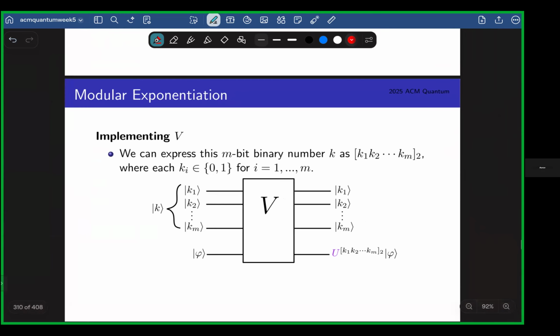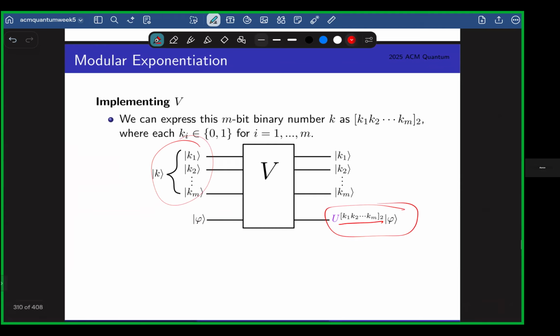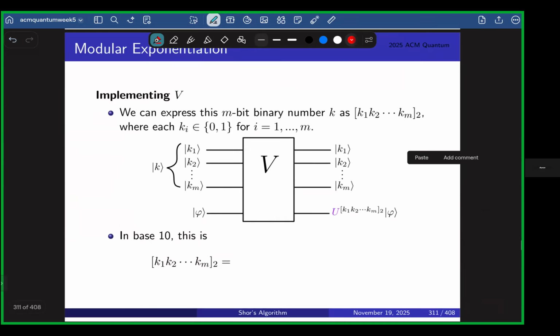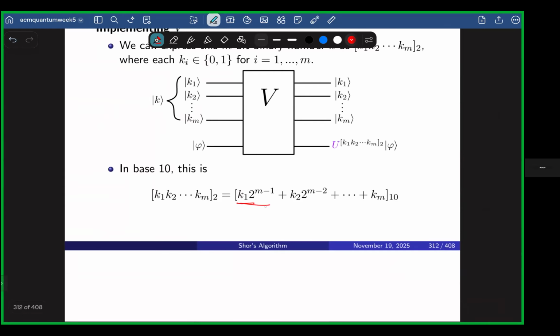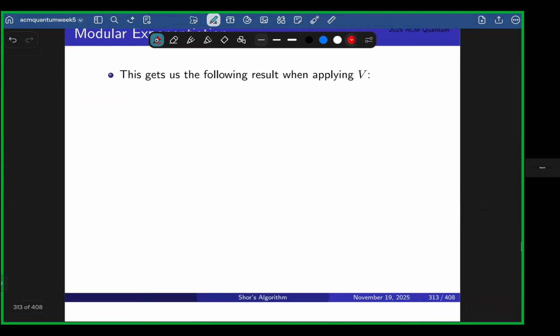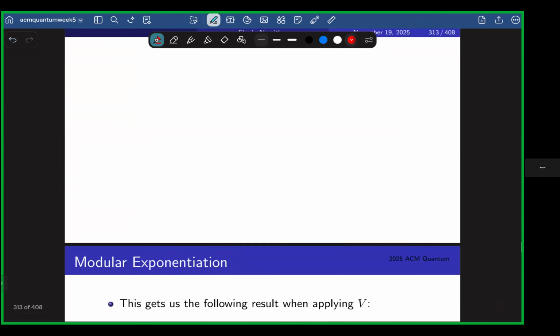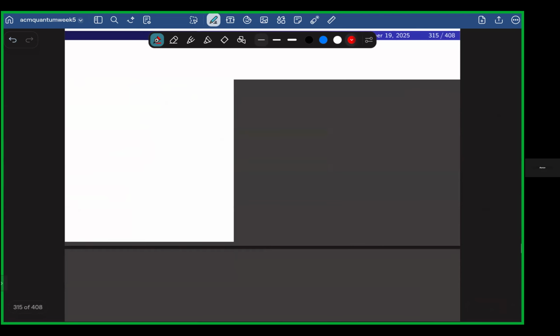So it's just a black box version of it. And then here's the general case: some number k, you apply it k times. And then this is just k in base 2. Expanding it in base 10 again, this is just taking the coefficients, multiplying them by the power of 2, and then decreasing the power.